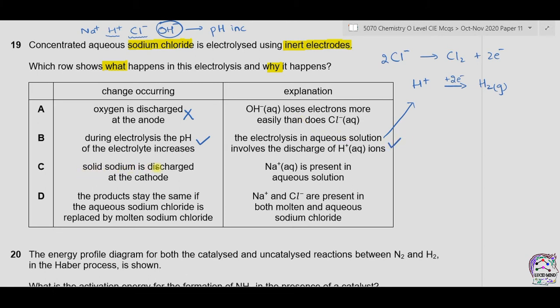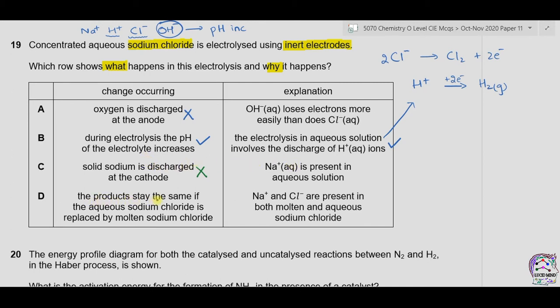C. Solid sodium is discharged at the cathode. Now among the discharge of H positive and Na positive, the discharge of H positive is easy as compared to sodium positive. So therefore hydrogen is produced at the cathode rather than sodium.